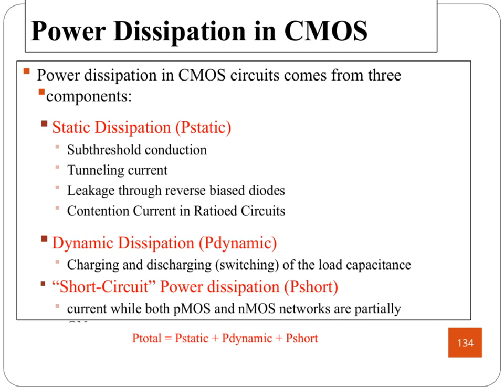Lastly, there's short-circuit power dissipation, which occurs because, for a brief time during switching, both the PMOS and NMOS transistors are partially on, allowing current to flow directly from the supply to ground. The total power dissipation is simply the sum of these three components: static, dynamic, and short-circuit power. Understanding and minimizing each of these components is key to optimizing CMOS circuit performance and energy efficiency.